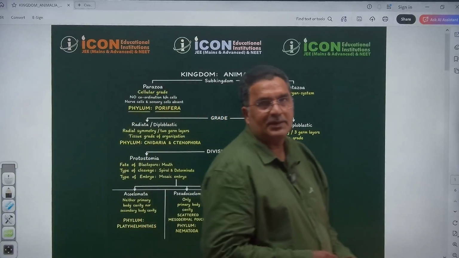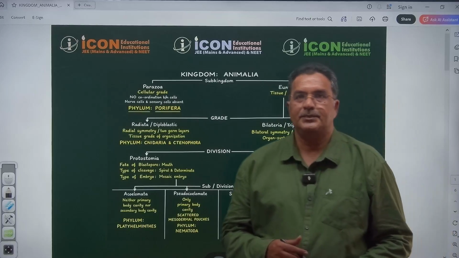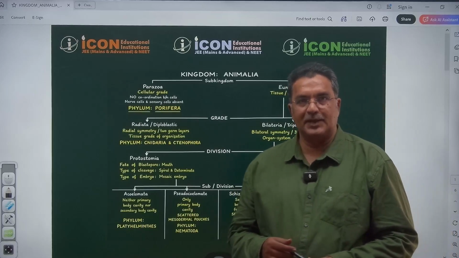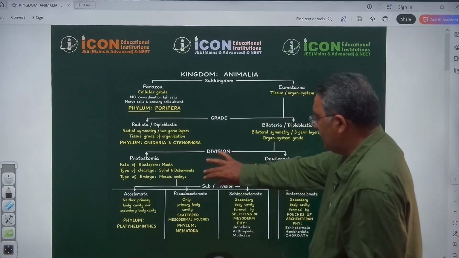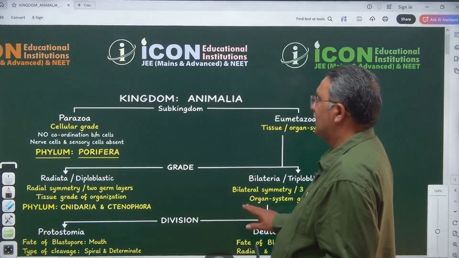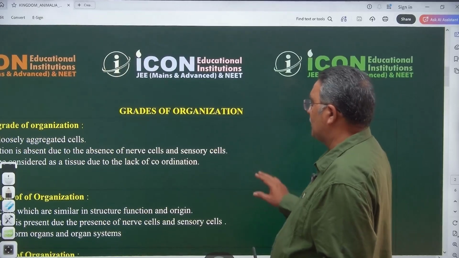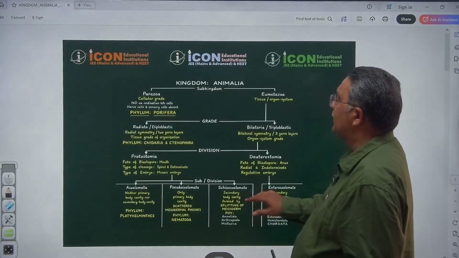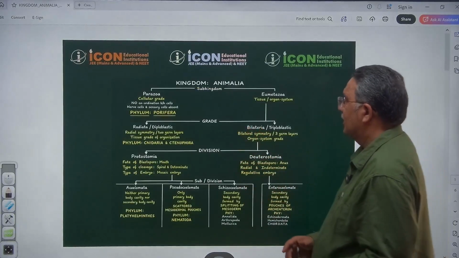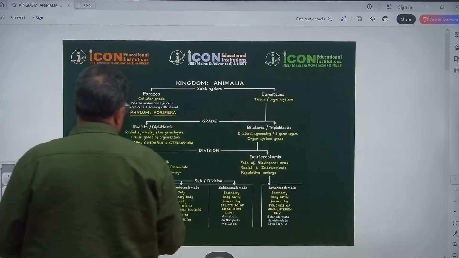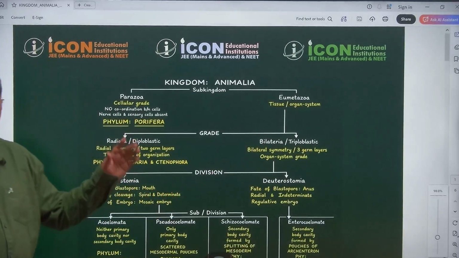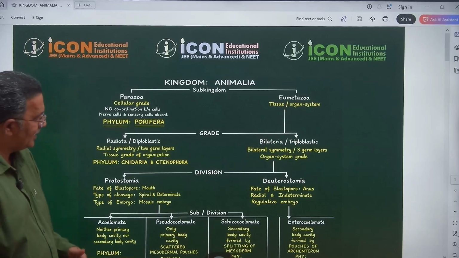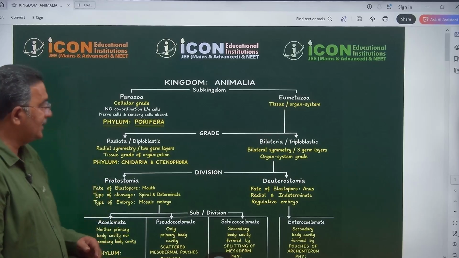Yes, good morning, students. In the last class we saw coelom, body cavity, and the division into protostomia and deuterostomia. Some issues with cleavage are there. With that, the chart will be completed. From the next class onward, we'll practice the questions.